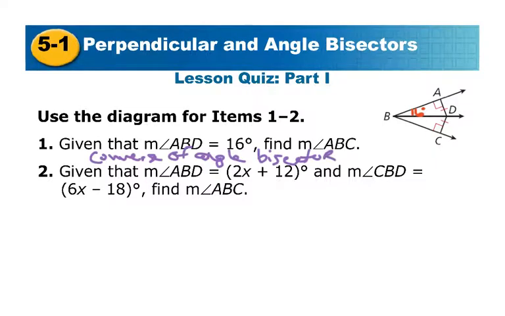And so because of that, that means that angle ABD is going to be congruent to angle DBC, and so therefore if that's 16, then this is 16. And so if we want the measure of angle ABC, we just need to do 16 plus 16, and so it's going to be 32 degrees.